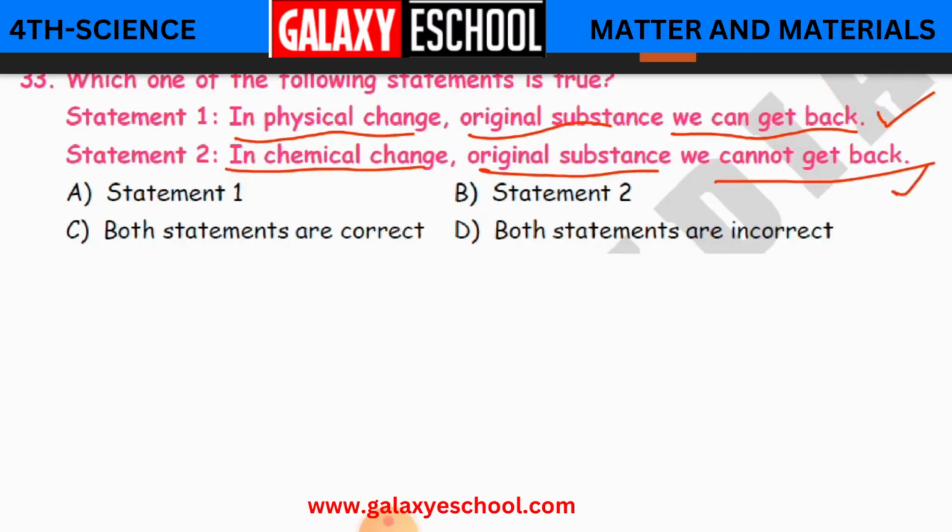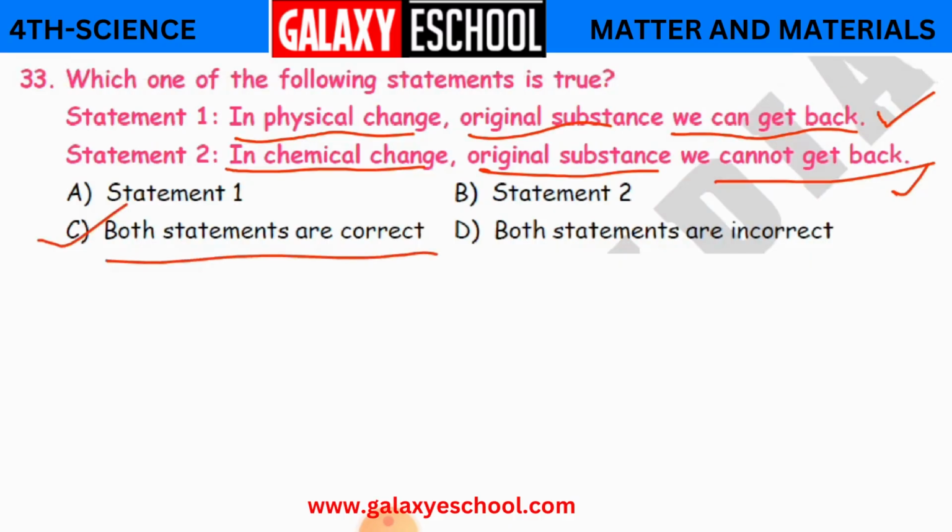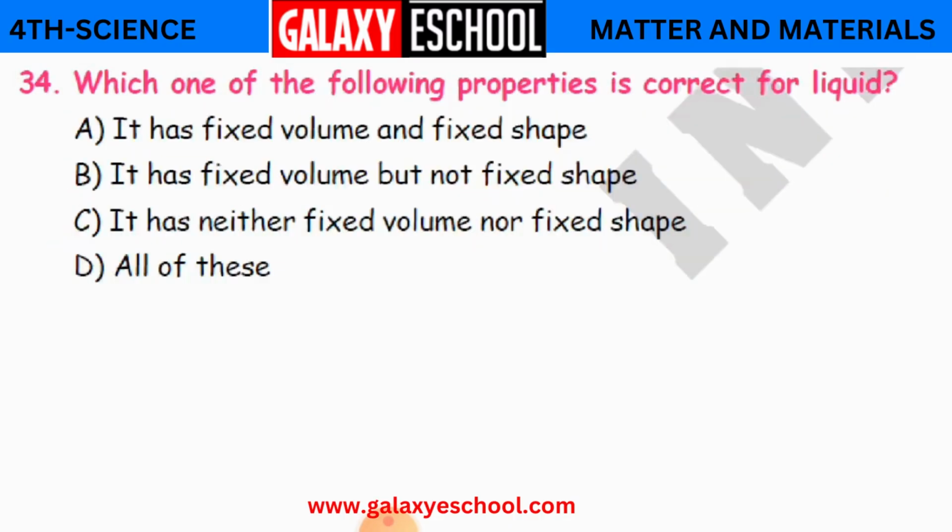Same paper, if you burn it, it is going to turn into ash. You will not get back the paper. So this is the chemical change, where we will not be getting our substance back. So both the statements are true. So C is the correct answer. Clear, children? Now, 34th question.